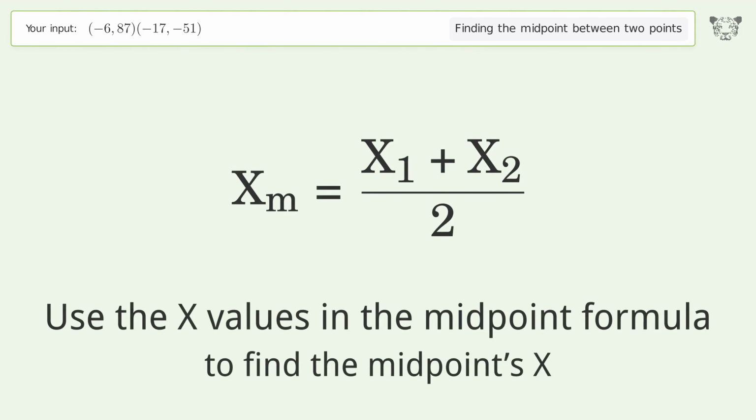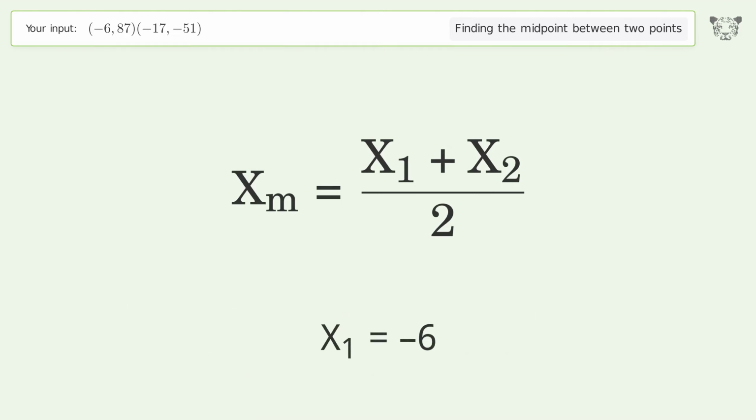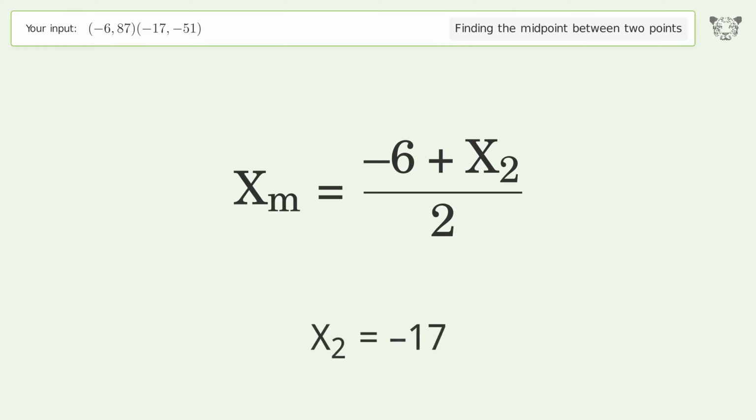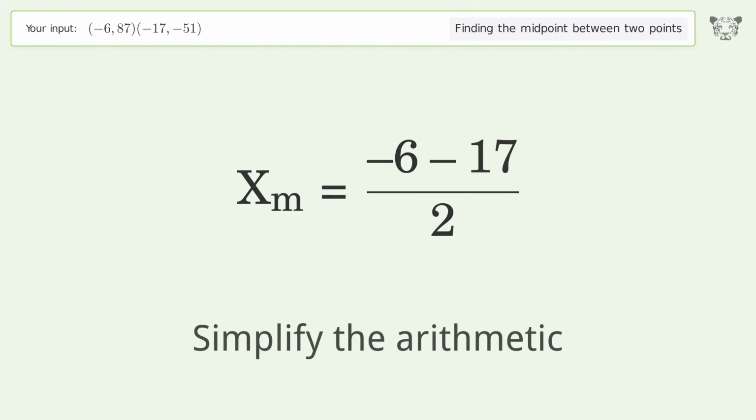Use the x values in the midpoint formula to find the midpoint's x. x1 equals negative 6. x2 equals negative 17. Simplify the arithmetic.